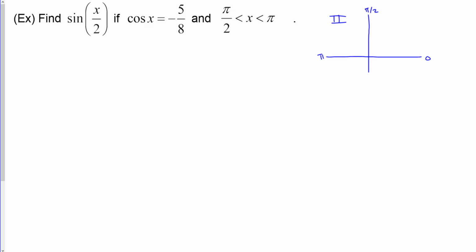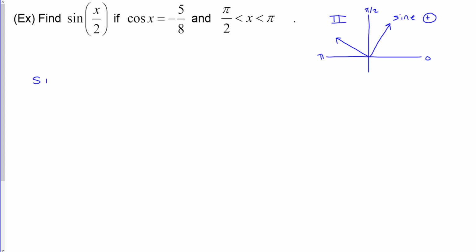So the angle measure x over 2 should be in quadrant 1, because any angle measure that's in quadrant 2, if you divide it by 2, it should be somewhere in quadrant 1. We might not know exactly where, but somewhere in quadrant 1. But regardless, we're looking for sine, and the sine function is positive in quadrant 1. So the final answer is going to be positive.